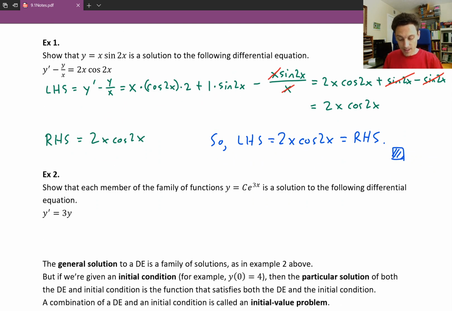So for example 2, it says, show that each member of the family of functions y equals c e to the 3x is a solution to the following differential equation, y prime equals 3y. So once again, we're asked to show that we have a solution here.